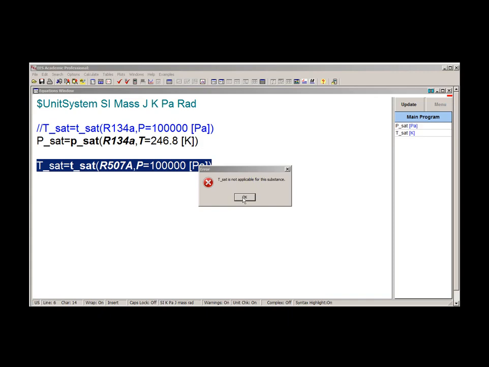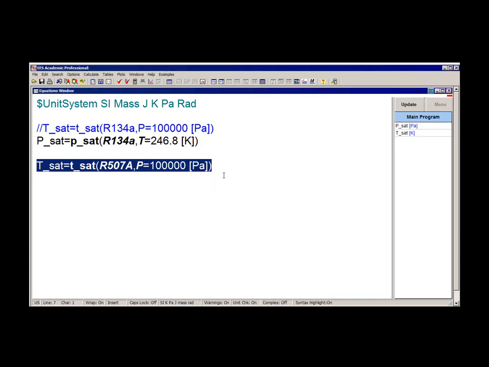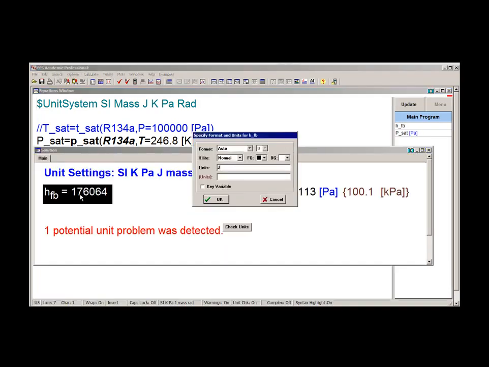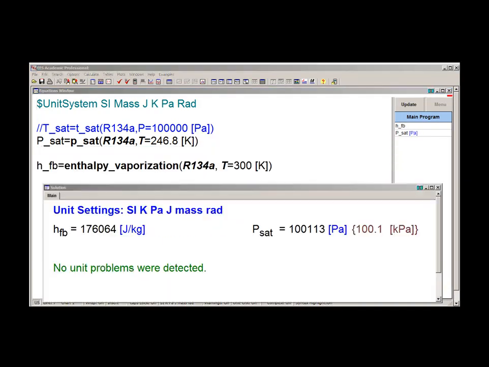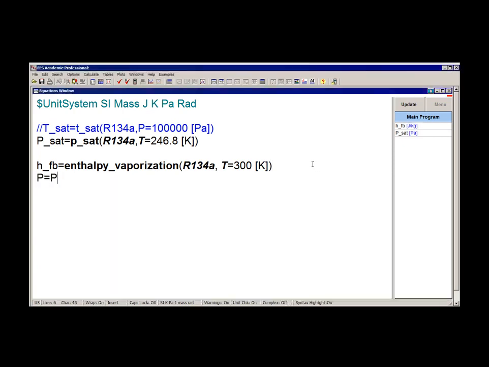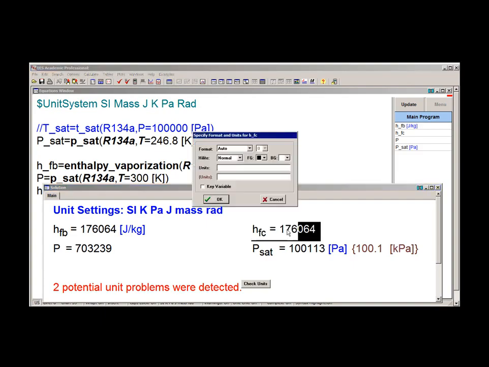The function enthalpy vaporization provides the change in the specific enthalpy between saturated liquid and saturated vapor at a given temperature or pressure. It will provide the answer on either a mass or a molar basis depending on how the units are set up. So here I'm getting the enthalpy of vaporization of R134a at a temperature of 300 Kelvin. And I'll get the same answer if I call enthalpy vaporization using pressure, if I use the saturation pressure at 300 Kelvin. And you can see that here.